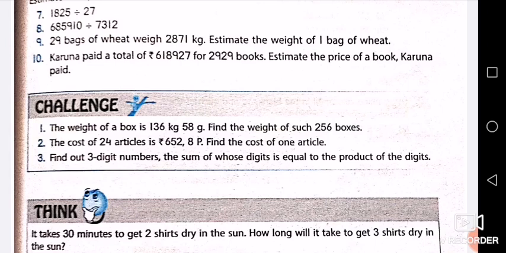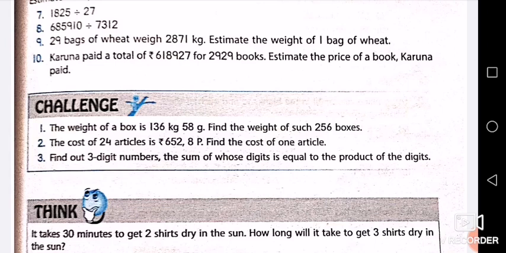So what are you going to do to find the estimated price of a book? Yes, you can remember that here the concept of many and one is there. And whenever you have the concept of many and one, you are going to do division. So here also you are going to find the price of a book by division only, and then the last statement will be: estimated price of a book is equal to 6 lakh divided by 3000. I hope this question is clear. So this question number 10 will be your homework and you are going to do it yourself.